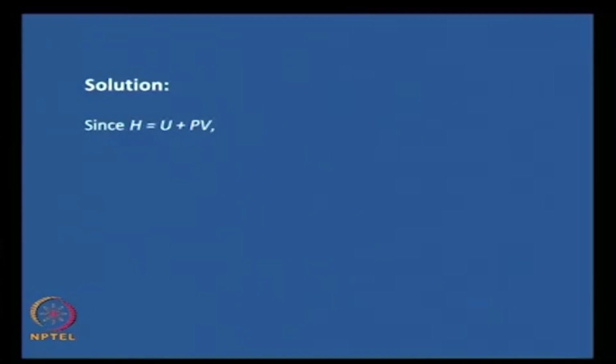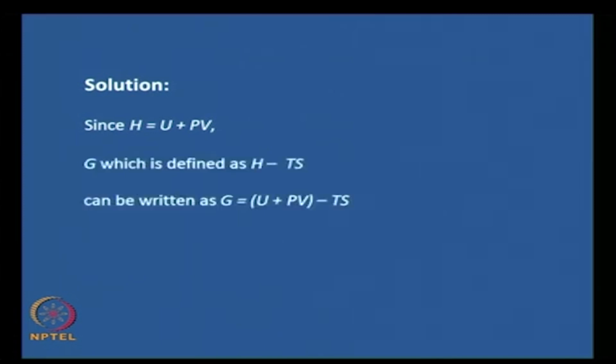Now let us look at the solution. We know that H equals U plus PV by the definition, and therefore G, which is defined as H minus Ts, can be written as, you replace this H with its definition U plus PV, and therefore you have U plus PV minus Ts, and that is the relationship that we are looking for in the first part.